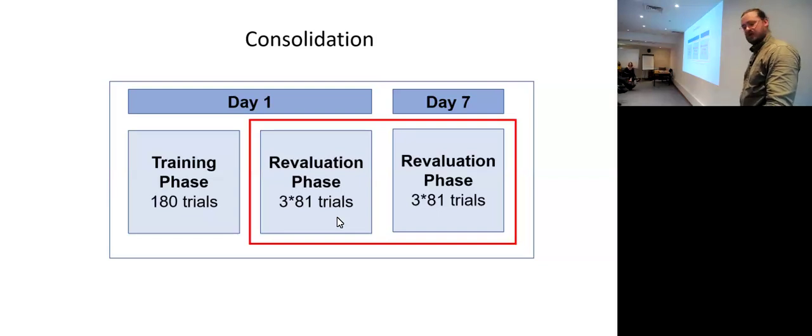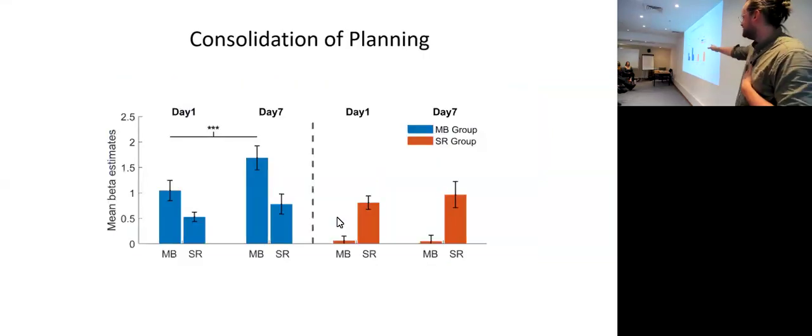So you might wonder, how does the behavior change when they come back a week later? What do you think, Hani? They become more model-based. That is right. The model-based people become more model-based. And that's the only change that really happens. So the model-based group becomes significantly more model-based when they come back a week later.